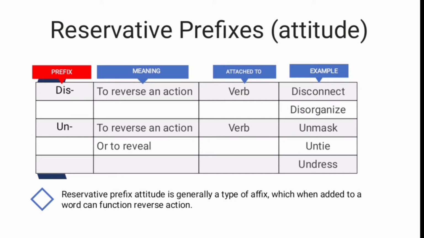Let's move to reversative prefix attitude. Reversative prefix attitude is generally a type of affix which, when added to a word, can function to reverse an action. For example, prefix "dis" in the word disconnect or disorganize, and prefix "un" in the words unmask, untie, and undress, and so forth.